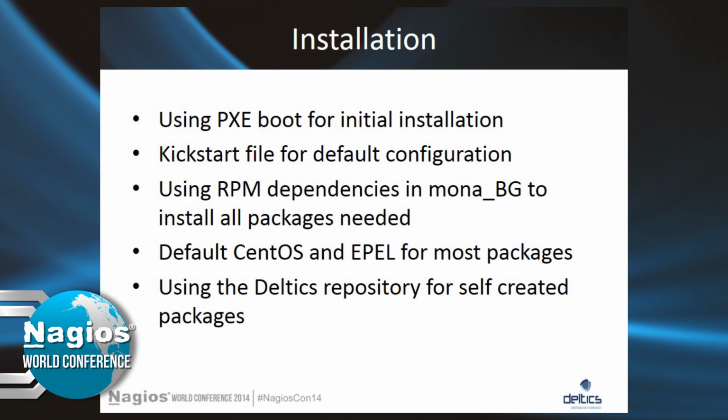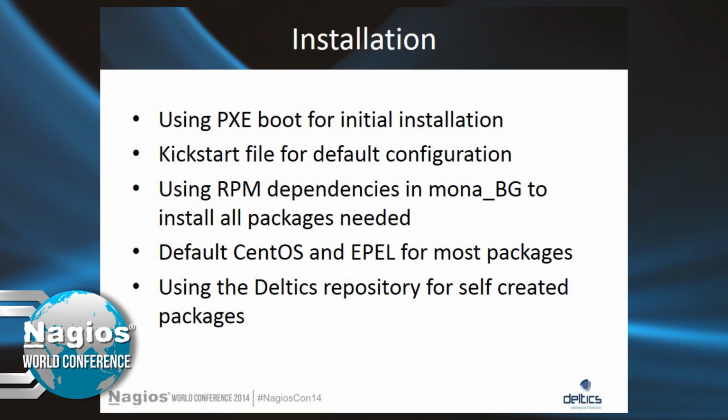The installation is done in our office using PXE boot for the initial installation. I created a kickstart file, so we have the same configuration, same partitions, everything the same for every server we put out there. And we're using the RPM dependencies in one of our RPMs to install all the packages needed. So if I see that we need more RPMs, I'll put them in the MonaBG and they will be installed as well for every new installation.